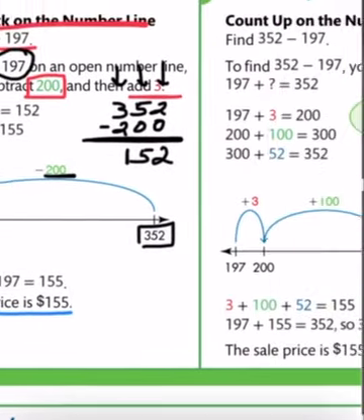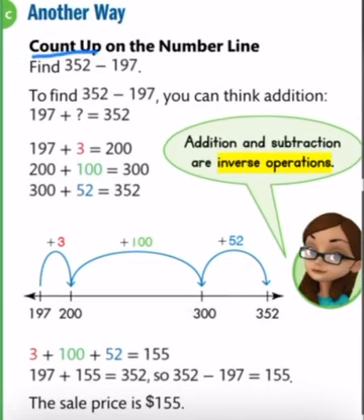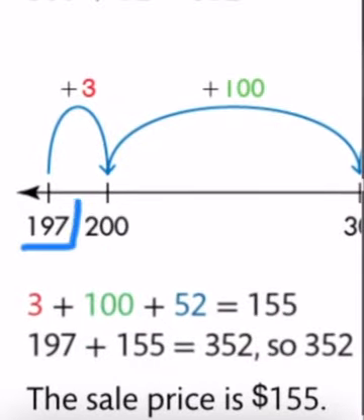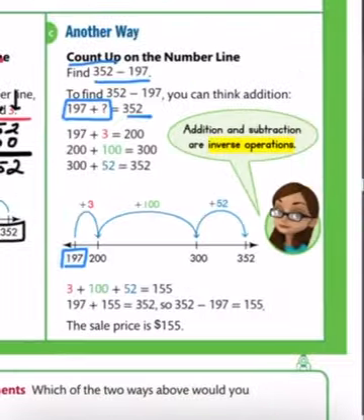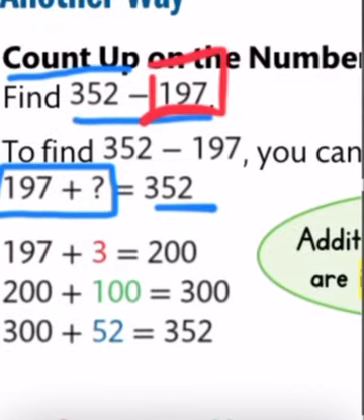Okay, let's look at another way. We can count up on the number line to find 352 minus 197. So we can think about addition. 197 plus something will get us to 352. So the first thing we're going to do, we start at 197. The reason we're starting at 197 is that was our small number in the subtraction problem. We're going to start there and add until we get to the big number.